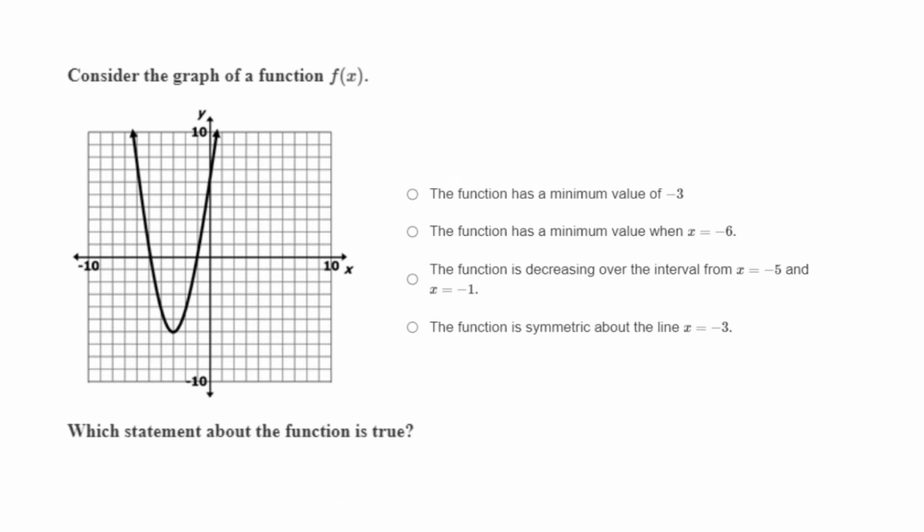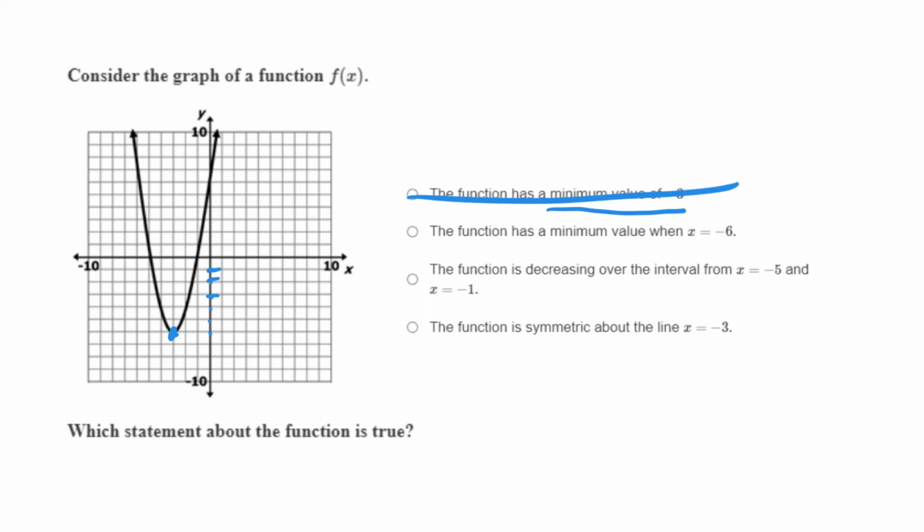It says, which statement of the function below is true? Well, the function has a minimum value of -3. Well, -1, 2, 3, clearly this goes well below that, so that is nothing. Remember, the minimum is the y values. X is left and right. It says the function has a minimum value of -6. -1, 2, 3, 4, 5, 6. Looks like it's got some promise there. Let's see if we got a better answer.